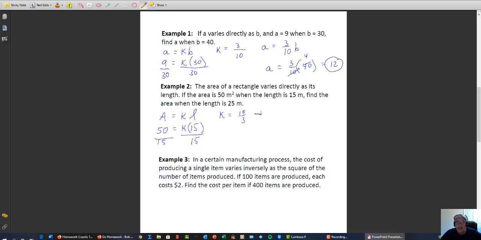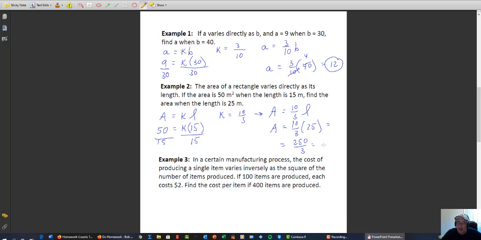So rewriting that model here, the area is related to the length by a factor of 10 over 3. So we're going to say A equals K times L, 10/3 L, and now we can solve. It goes on to say find the area when the length is 25 meters. So we'll just plug 25 in there. That'll come out to equal about 250 over 3, and sometimes they'll just say leave that answer in fractional form.